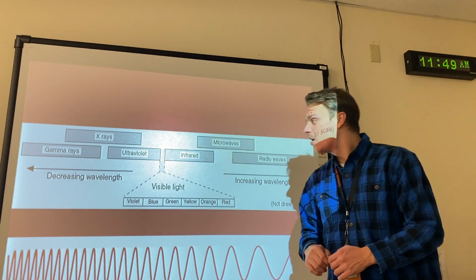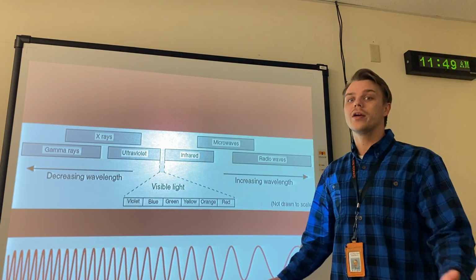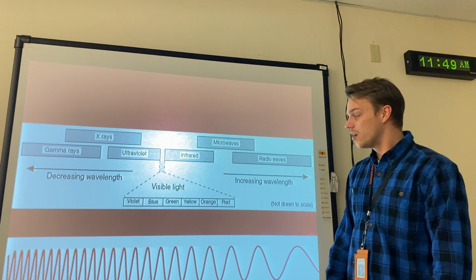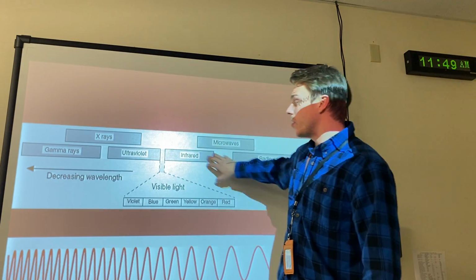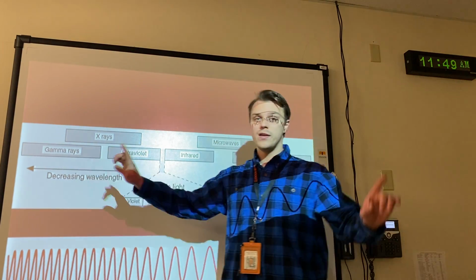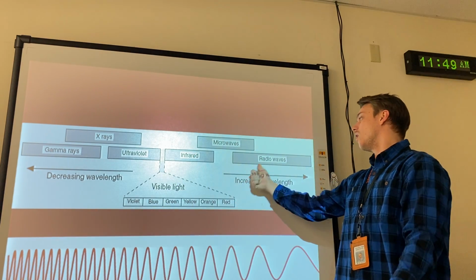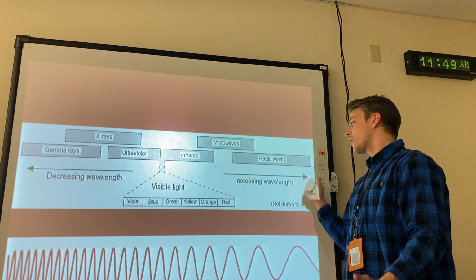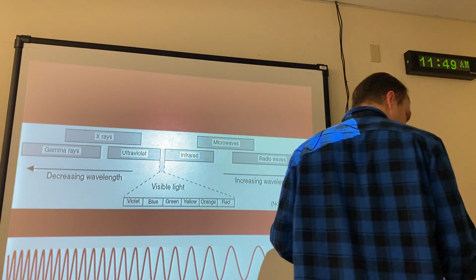And then finally, what form of electromagnetic radiation has the longest wavelength? Okay? You have to understand that when we decrease wavelength, we are making the wavelength shorter. So the longest wavelength is going to be all the way on the furthest increasing wavelength side, which is going to be radio waves. Okay?